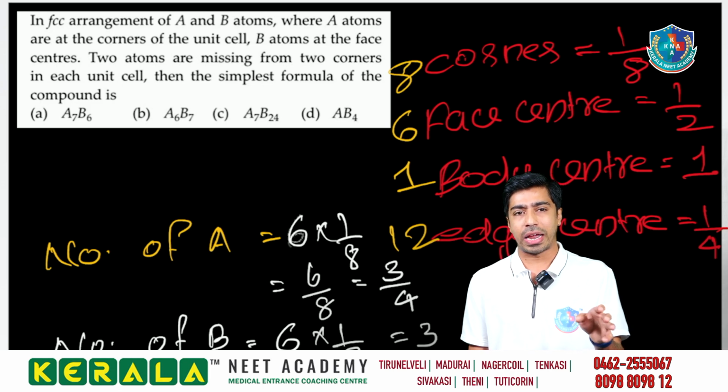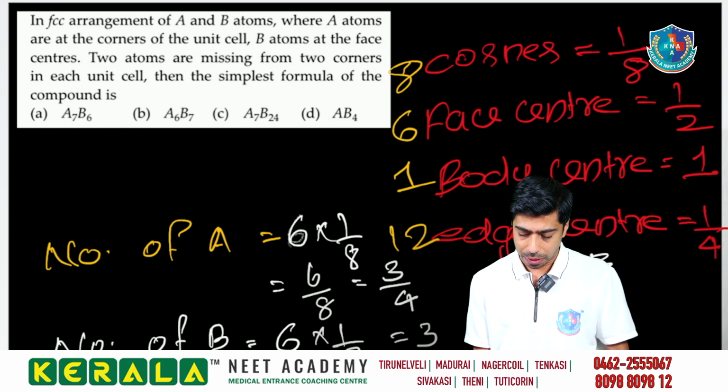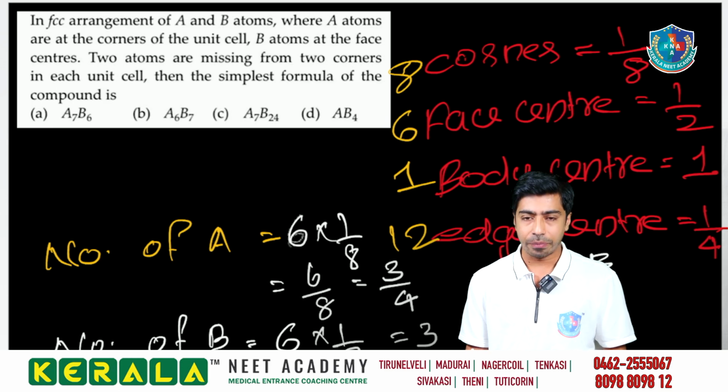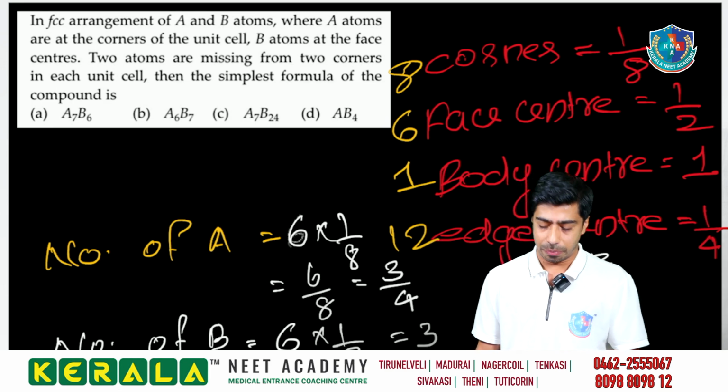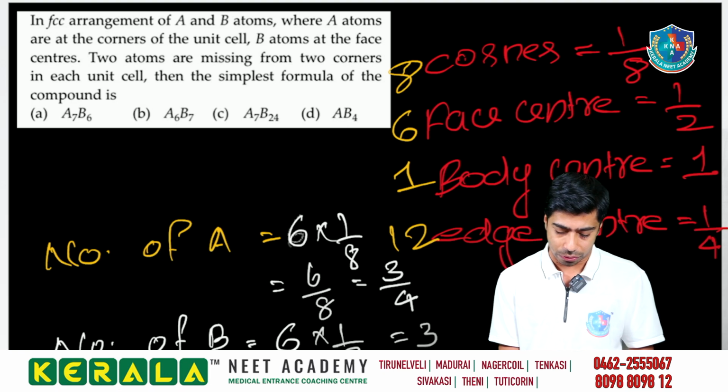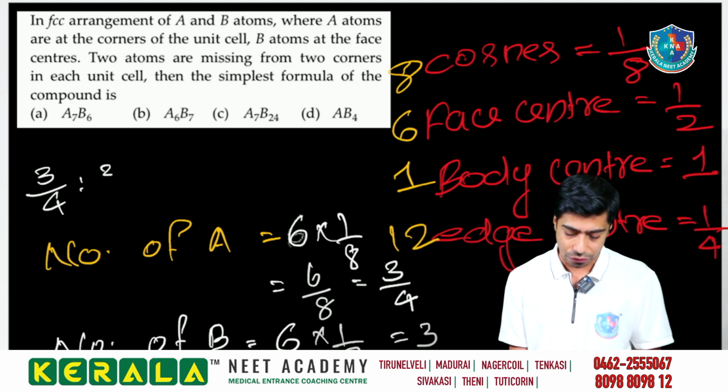Now the formula, all the answers are given like A and B. So we'll calculate A is to B. So A is to B will be like 3 by 4 is to 3. Now 3 by 4 is to 3 means now we need to go for the simplest formula.